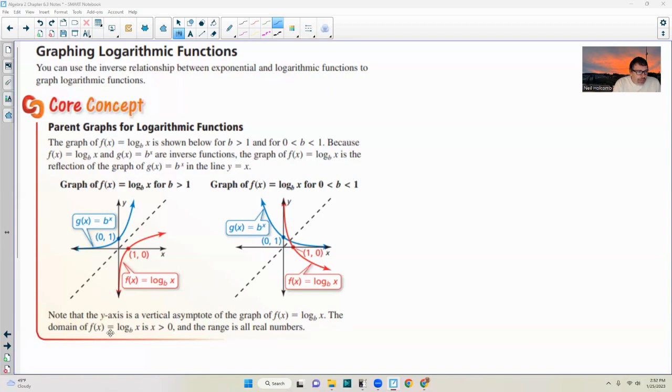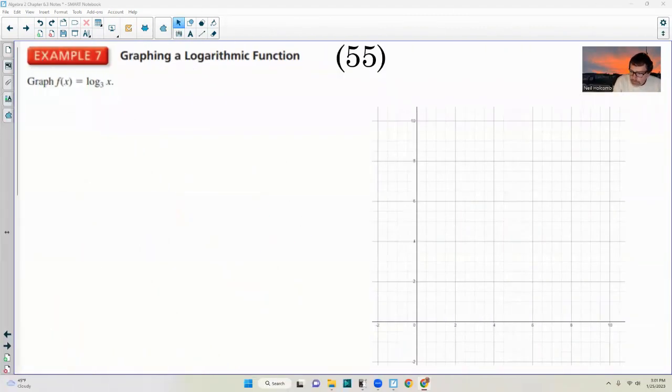So the domain of f of x equals log base b of x is all x greater than 0, and the range is all real numbers. So notice the range is negative and positive. It goes to negative infinity, and this will grow to positive infinity. So the domain is restricted to x's greater than 0. Okay, so let's take a look at graphing these functions.